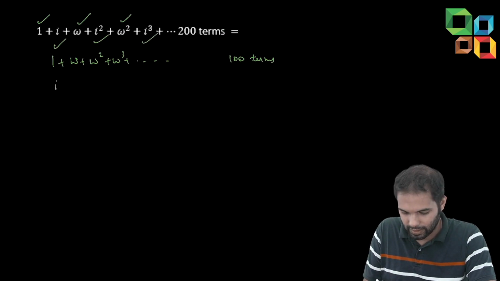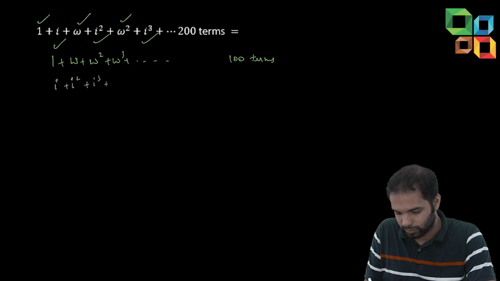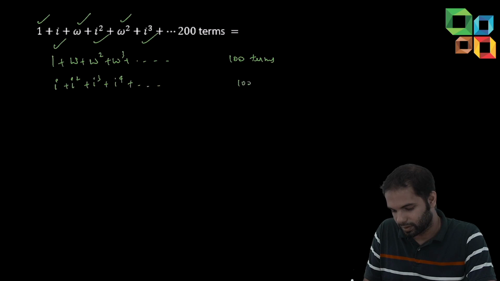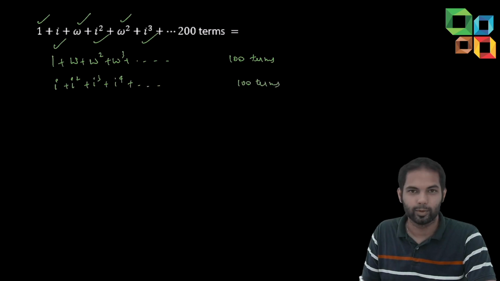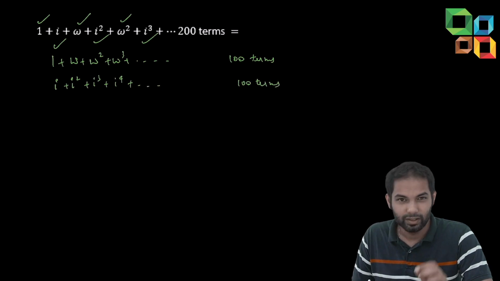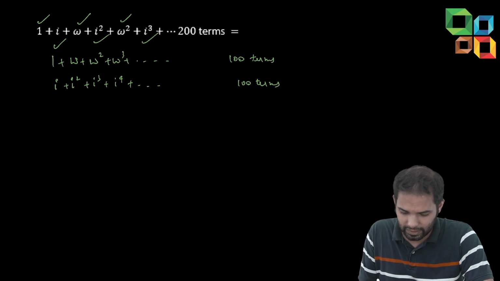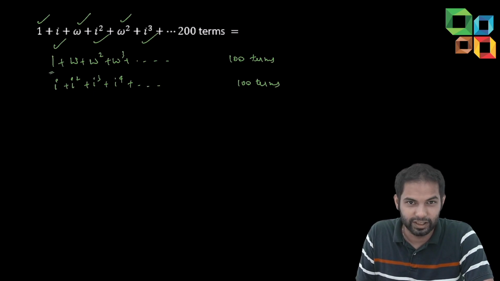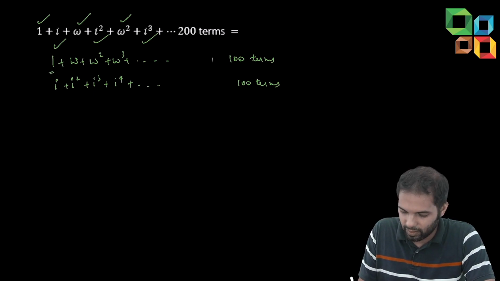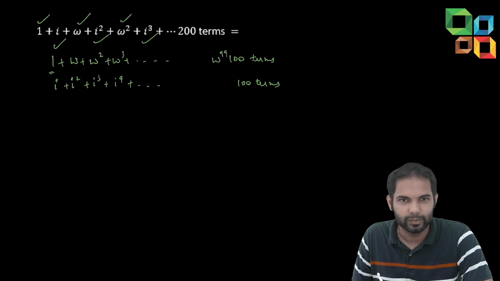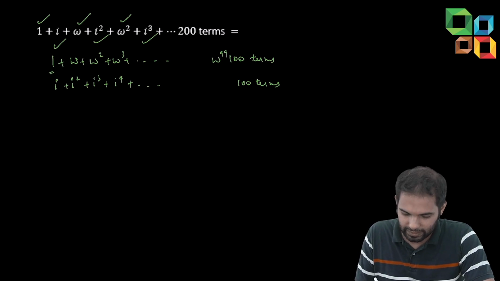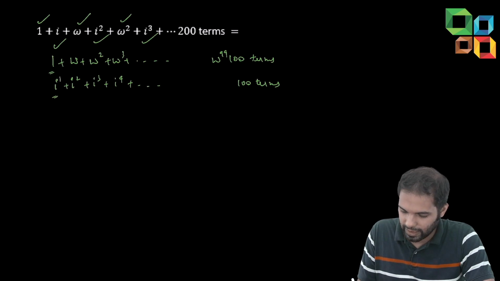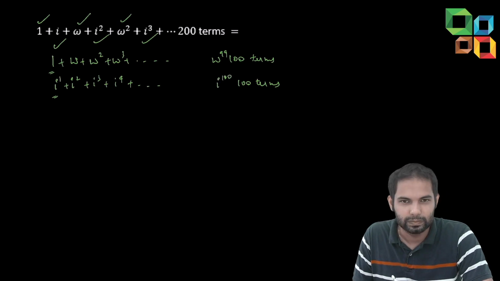So it will be i plus i square plus i cube plus i power 4. This will be 100 terms. Then totally the terms will be 200. Just to know where it ends, the first one starts with omega power 0, so it will end with omega power 99. Totally 100 terms. This starts with i power 1, so it will end with i power 100.